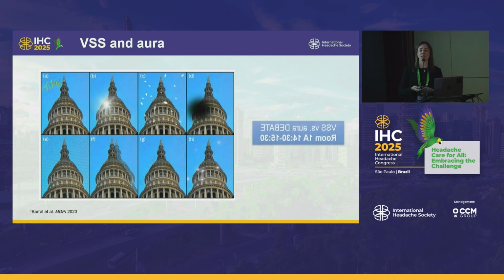And I won't go much into this because if you're interested in the topic, do join us tomorrow because we will be having a very heated debate with the forefathers of visual snow, Professor Peter Goadsby and Christoph Schankin, discussing these aspects in room 1A.